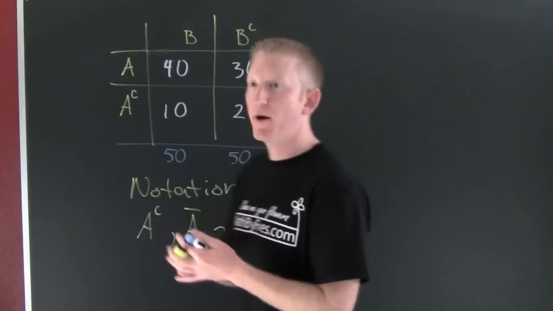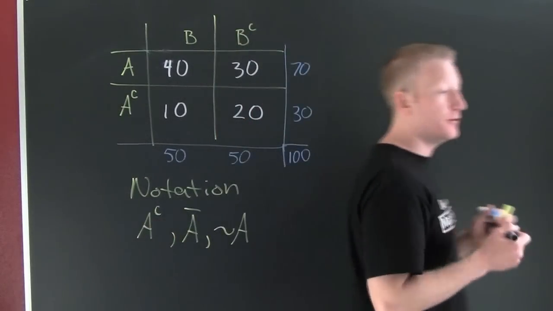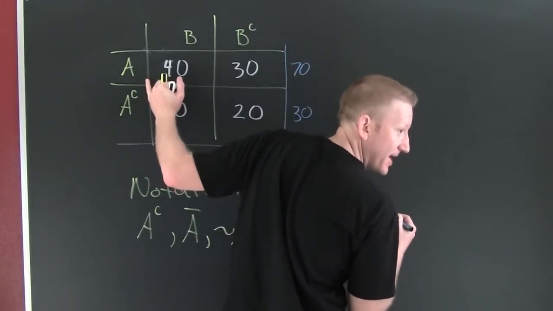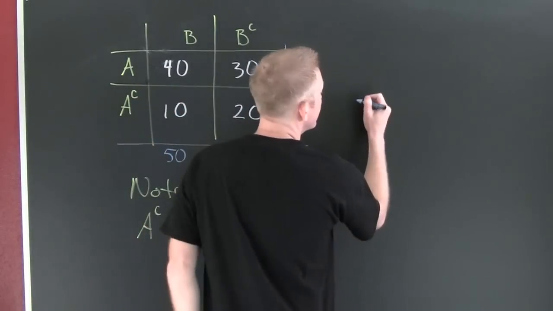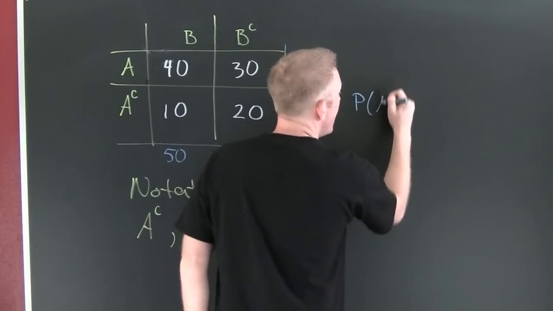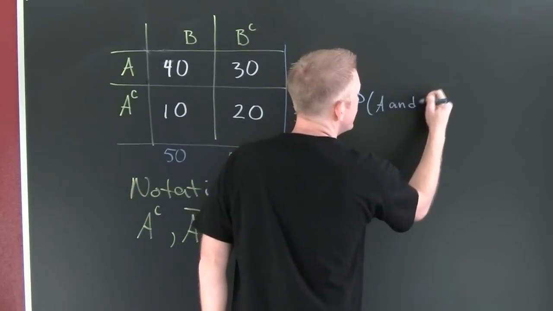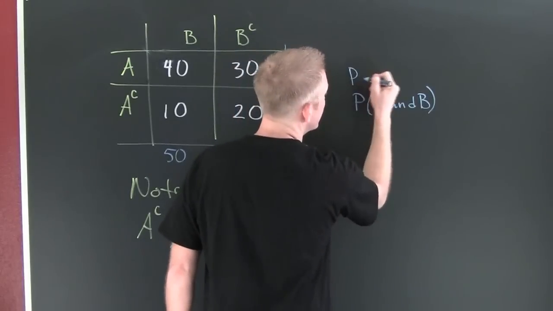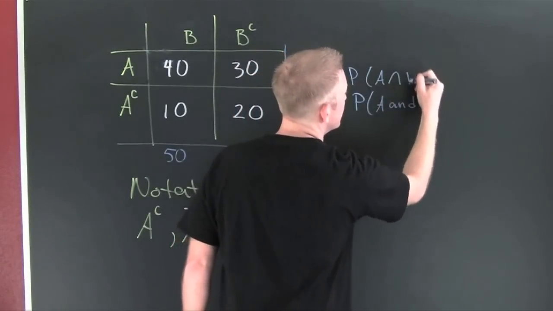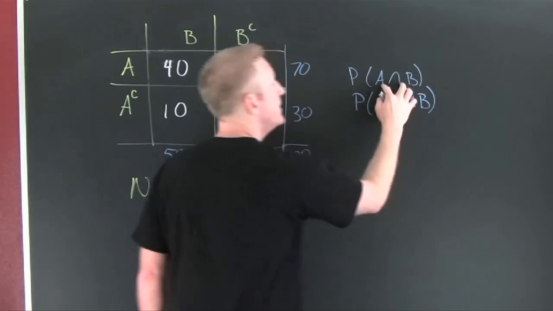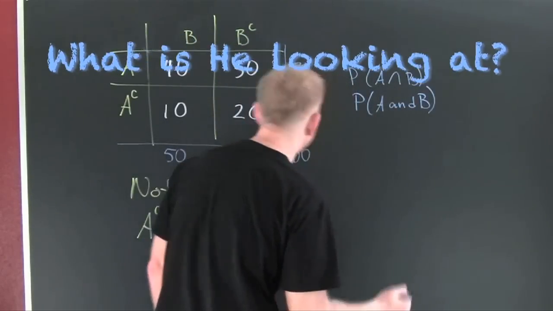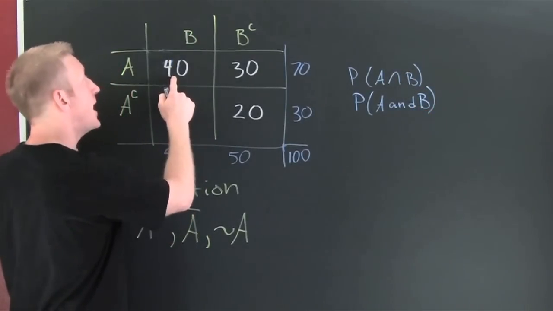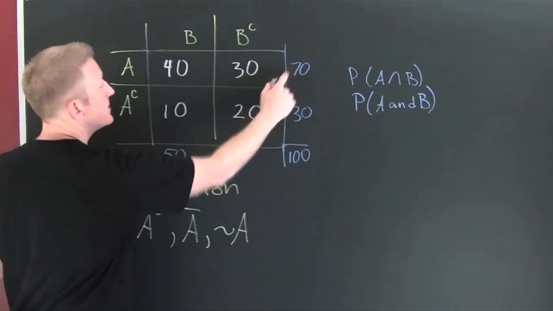Why don't we try to find the probability of A and B. That is also the same as the probability of A intersection B. These two are the same notation. So if we look back up here, we see A and B overlap right here at A and B.